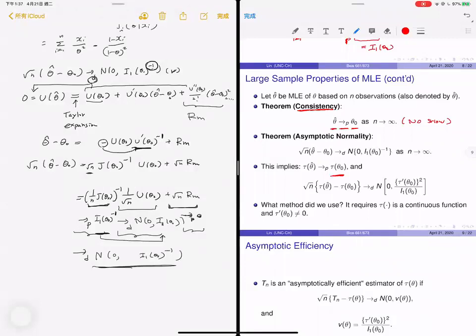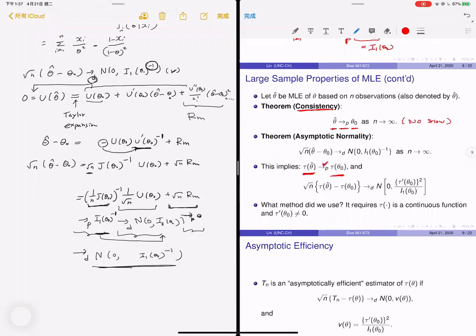Then what is the MLE for that function of theta 0? It's nothing but the function of theta hat MLE, based on what property? I guess you guys all know that, because I don't see any single person fail on that midterm number 2 question, right? So by the invariance property of the MLE, tau of theta hat would be the MLE for tau of theta 0. Okay, so that means, of course, it's consistent.